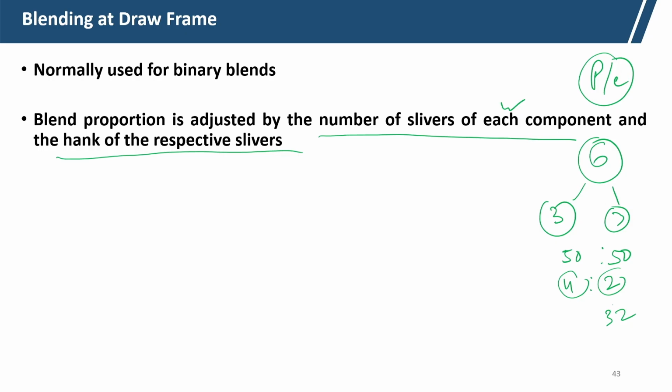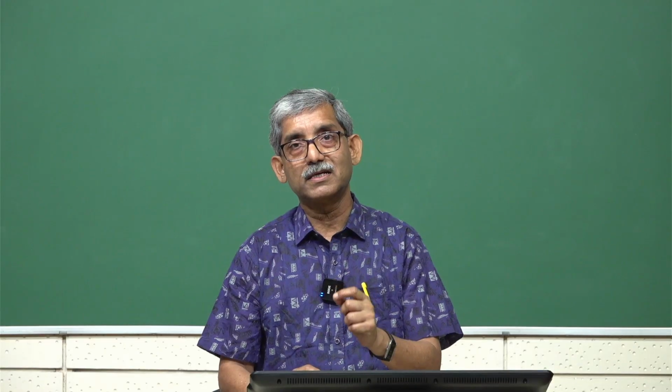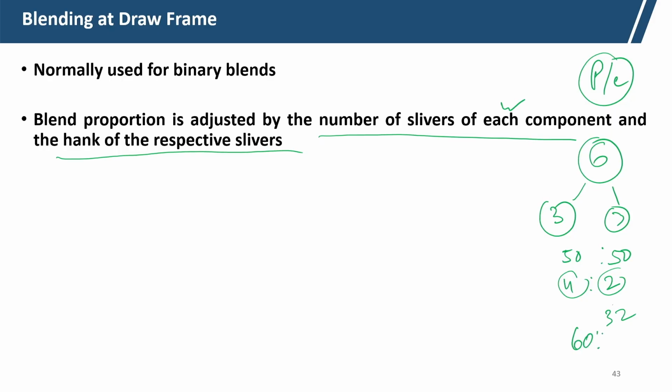Here we can achieve either 50-50 or close to 70-30 in this fashion, but if we want to get say a 60-40 blend in the draw frame, we have to take care of the hank also. If we adjust both the hank of the sliver and the number of slivers, we can achieve a very wide combination of blends.